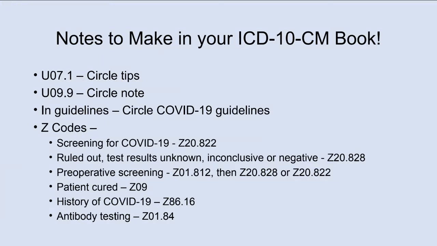And here's kind of the Z codes are kind of confusing, so you can write this in somewhere to keep them straight. Screening for COVID, Z11.52. Rule out tests and known inconclusive, Z20.828. You can write these next to the codes. Preoperative screening, Z01.812, then either Z20.828 or Z11.52, depending on the circumstances. Patient is cured, you have Z09. They have a history, it's Z86.16. And if they're for antibody testing, you have Z01.84. So a lot of different codes.